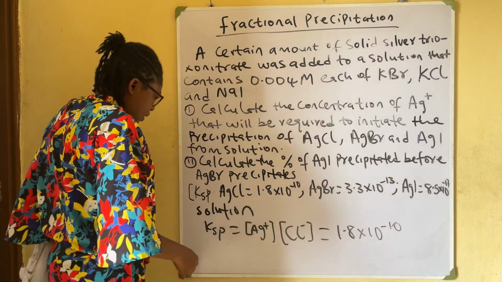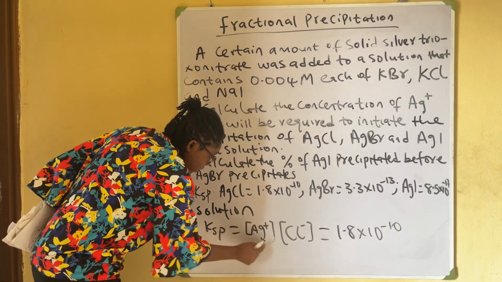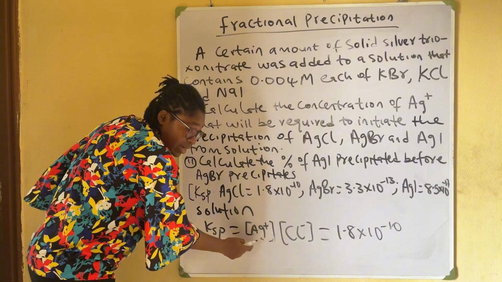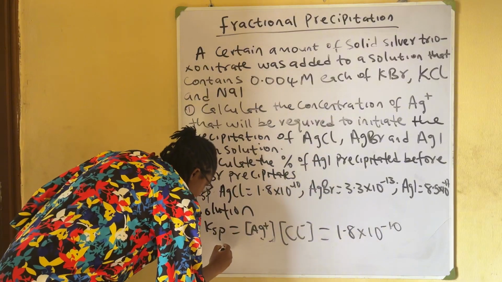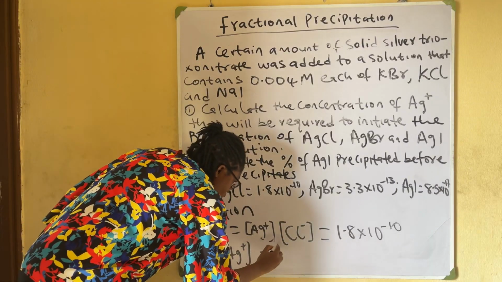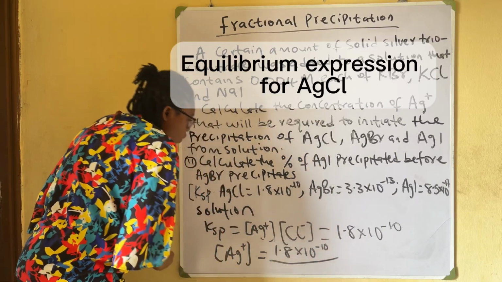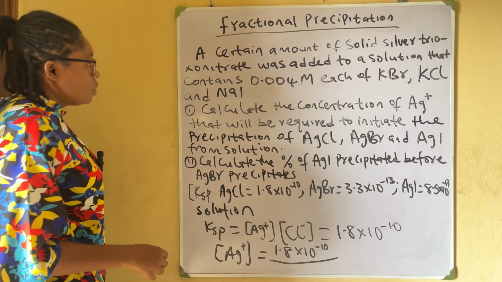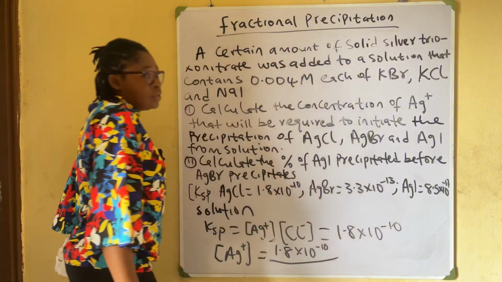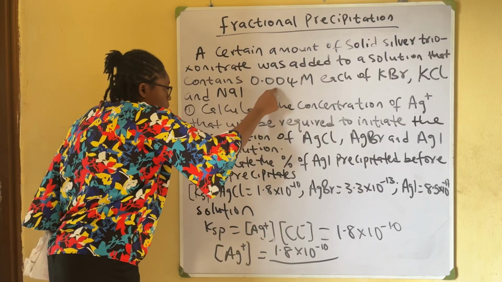So this is the equilibrium expression for silver chloride. I'm looking for the silver ion. The concentration of silver ion is what I'm looking for, so I'm going to make it the subject of the formula. So silver ion is equal to 1.8 times 10 raised to the power minus 10 divided by the concentration of chloride ion. This is the 0.04 molar concentration of potassium chloride, so that's the chloride ion. The value is 0.04.